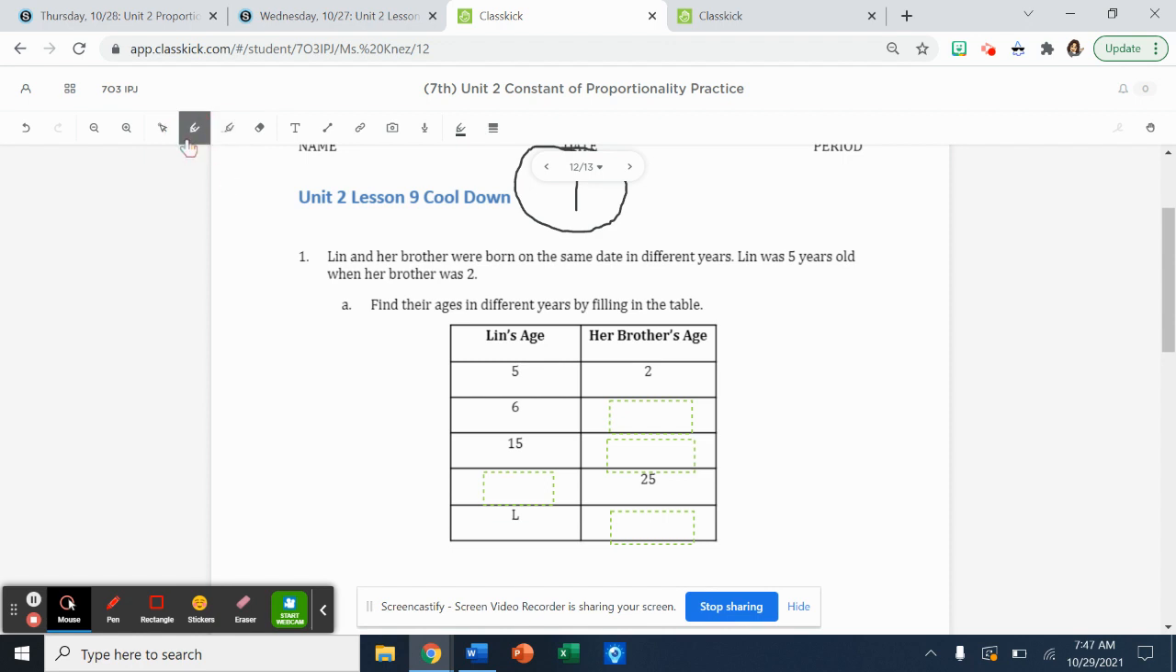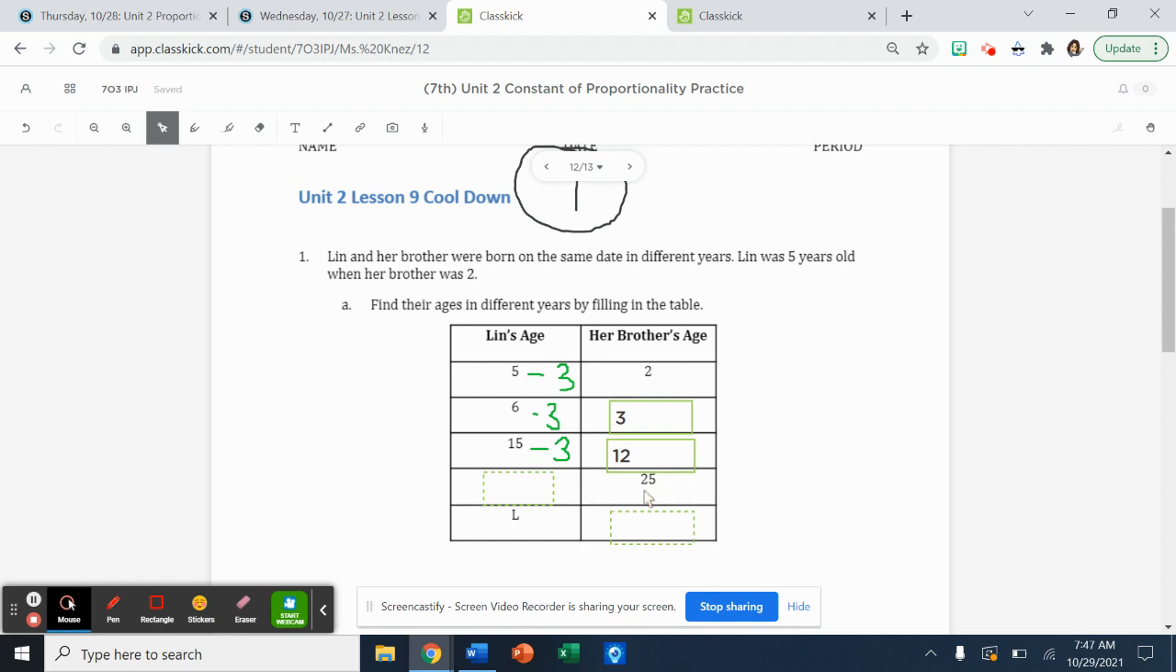We can see that Lynn is 3 years older than her brother, which means that no matter what Lynn's age is, her brother will be 3 years younger. When you see green boxes like this, it means that you can type. I know that 6 minus 3 is 3, which makes sense because if the brother was 2 when Lynn was 5, then when Lynn turns 6, the brother will be turning 3. 15 minus 3 is 12.